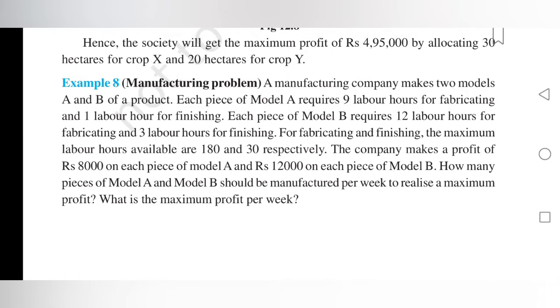Then you are given that each piece of model B requires 12 hours of fabricating and 3 hours of finishing. So we'll make a table simultaneously, so that we can see how we have models and how to work with them. So we have two models, A and B. You can see here that model A requires 9 hours of labor for fabricating. Fabricating is the first task and the second task is finishing, right?